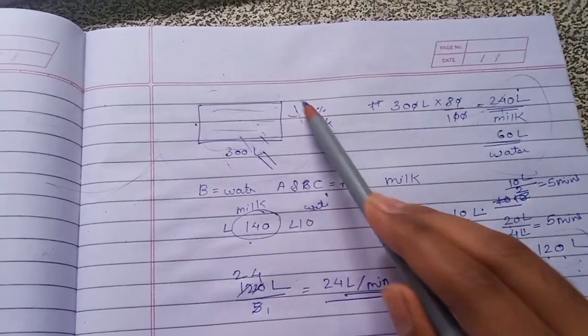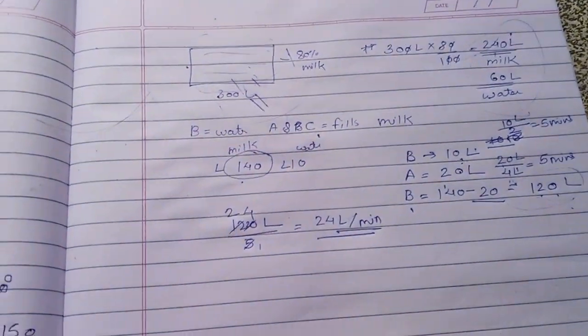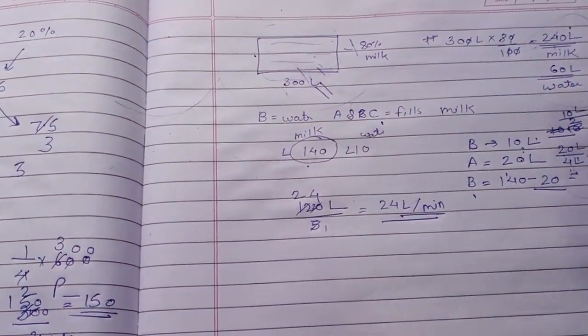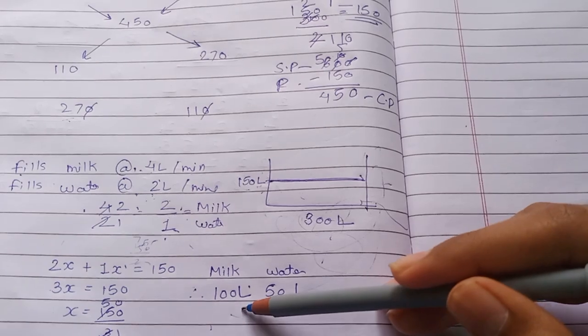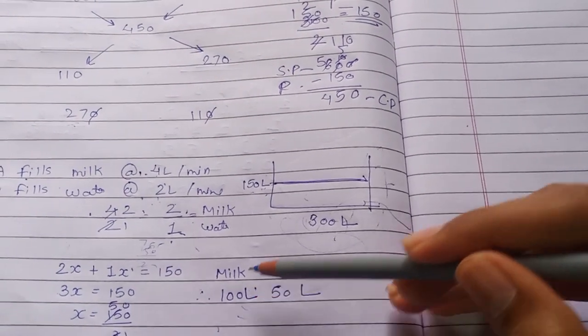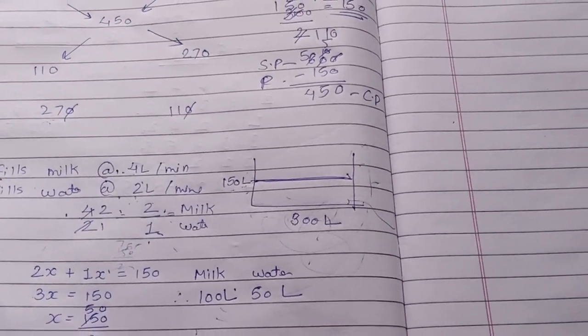That much is milk here, in the whole solution. But one thing we know: when it is filled half, 100 liters was already filled by milk and 50 liters was already filled by water.